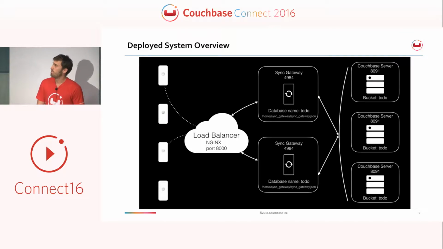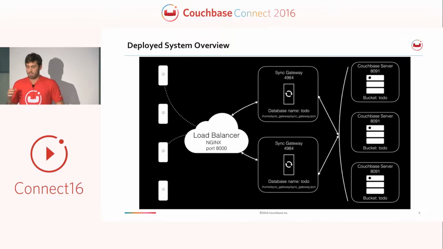So the system overview is 3 layers usually. There's the Couchbase Server layer, which is the persistence. This is where data gets persisted, always, in production. And the recommended number of nodes when you deploy Couchbase Server in production is usually 3 nodes.